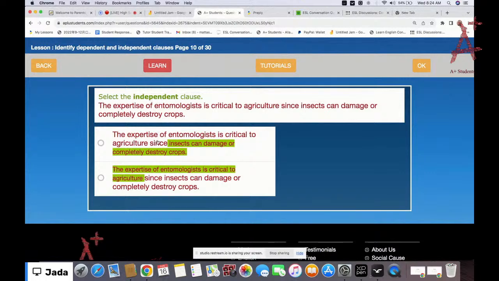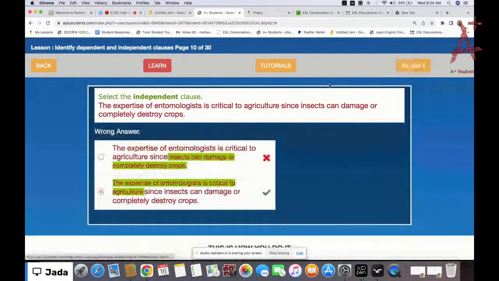Insects can damage or completely destroy crops. So if you're not sure of any one, you cannot figure out any answer, so you just click on this one. Okay, so you see that insects can damage or completely destroy crops.